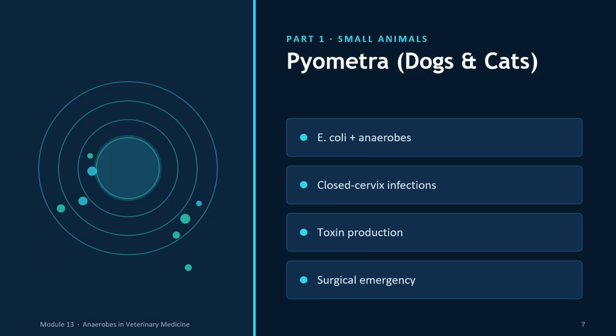Uterine infection is often polymicrobial. E. coli is the primary pathogen, but anaerobes contribute to toxin production and pus accumulation. Closed cervix pyometra creates a sealed anaerobic environment where bacteria proliferate rapidly. This is why pyometra is a surgical emergency. The uterus becomes a giant anaerobic abscess.